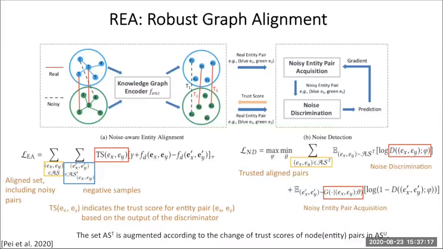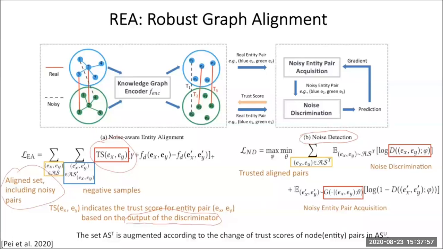The model has two parts. The first part is for noise-aware entity alignment. It is similar to the regular entity alignment by learning entity embeddings. However, we have a trust score introduced here to measure how much we can trust the training pairs. It is because the aligned set may have noisy pairs. This trust score is calculated based on the output of the discriminator. The discriminator here is learned in the second part for noise detection.